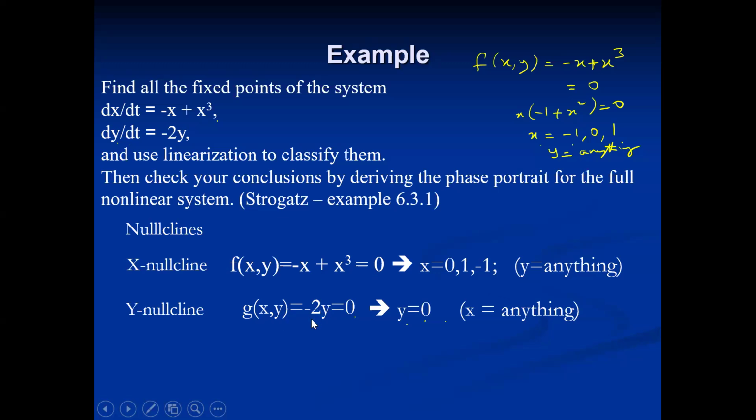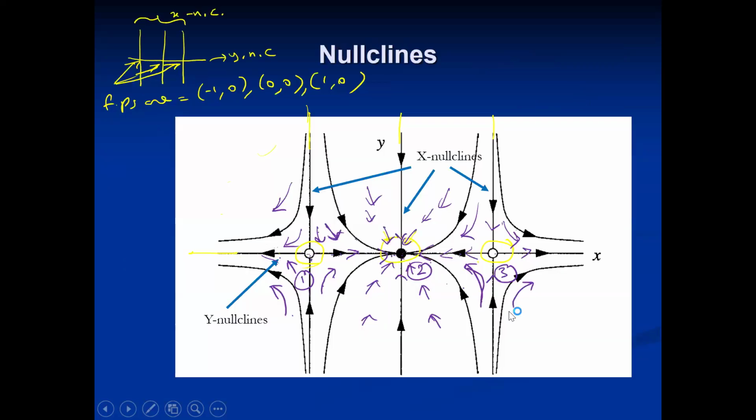Similarly, for the y null line, g of x y is equal to 0. So this g of x y is only a function of y, no x here. So minus 2y is equal to 0 means y equal to 0. Therefore, x is anything. So what does that mean in graphical terms? X is 0, 1 or minus 1, y is anything. What that means is these three vertical lines.